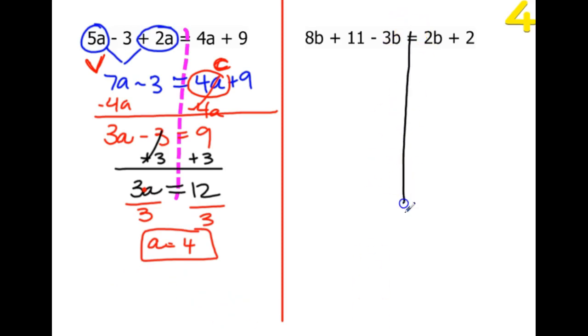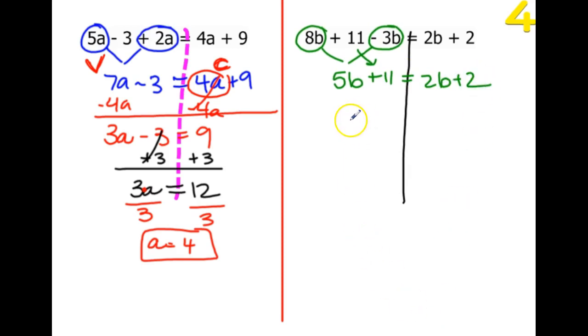Draw your line down. We want to get all the b's together. First we can combine our like terms. 8b minus 3b. 8 minus 3 is 5b. And then plus 11. We should be getting good at solving equations, doing one step after the next.